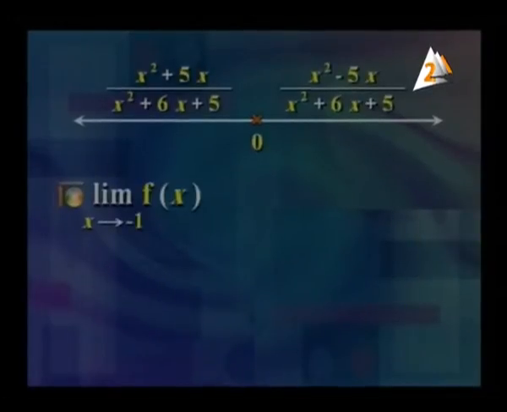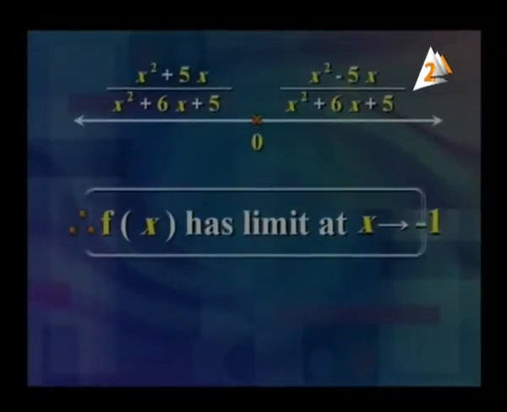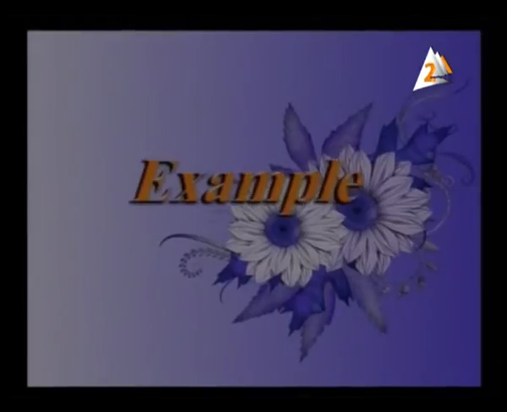Also, when we find limit f(x) when x tends to negative 1, by substitution of x equals negative 1 in the left function, because negative 1 is smaller than 0. By substitution of x equals negative 1, the answer is (1 − 5) / (1 − 6 + 5) equals negative 4 over 0, and f has no limit when x tends to negative 1.